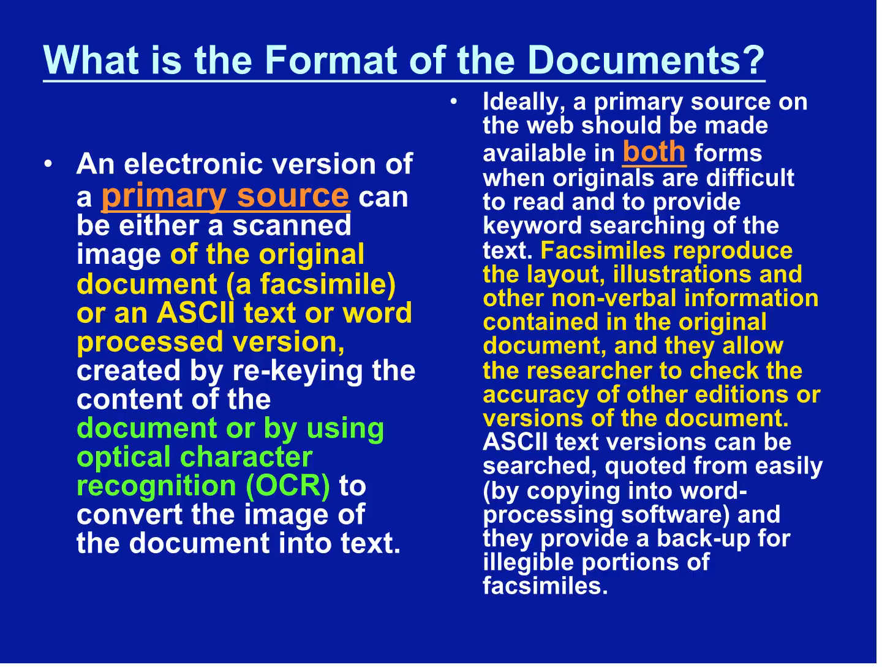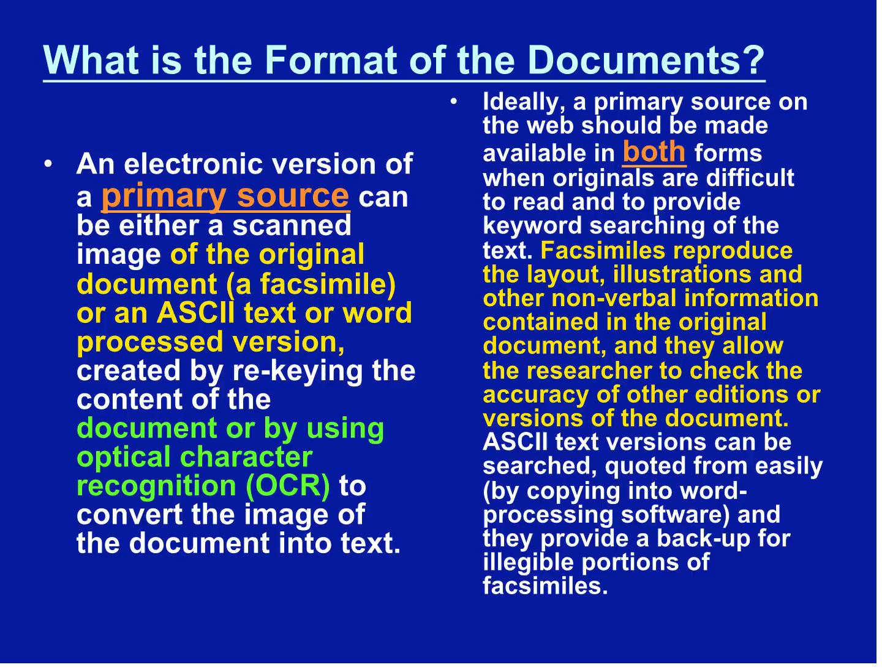Facsimiles reproduce the layout, illustrations, and other nonverbal information contained in the original document, and they allow the researcher to check the accuracy of another edition or versions of the document. And this is very important, to be able to go back to other documents, other versions of that document, and to look and see how this interpretation compares to the other interpretations.